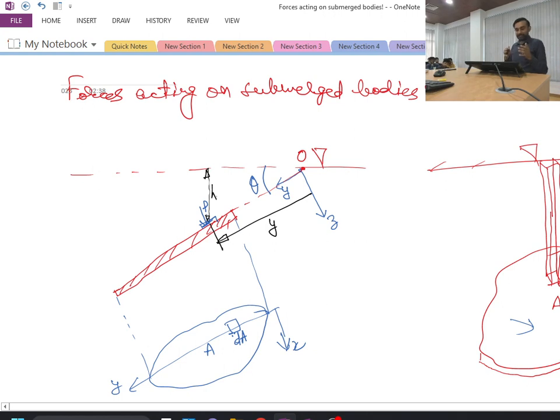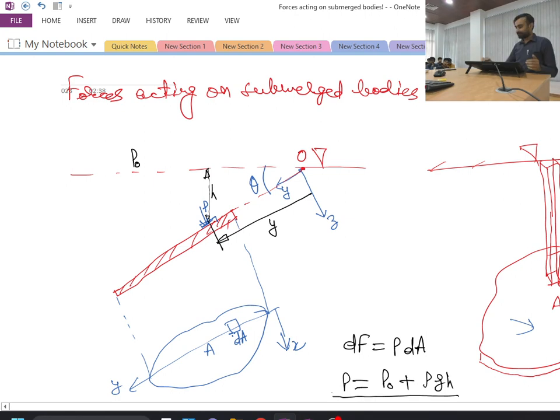So if I need to estimate the dF, the amount of force acting on this, can you tell me how much dF will be? It will be nothing but pressure times dA. Now, what will be the value of the pressure? Pressure will be P naught, the pressure at the free surface, plus rho g h, where h is the height. So P will be P naught plus rho g h.